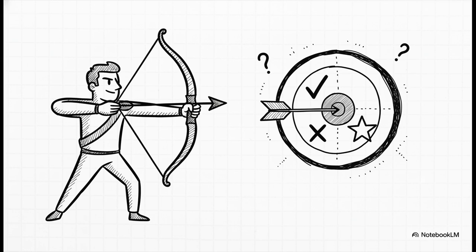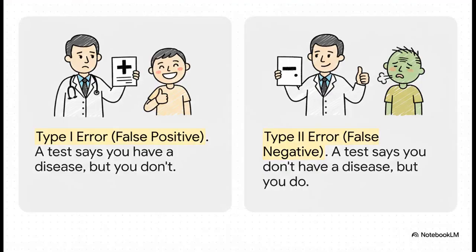Now, this is so important. Whenever you use a small sample to guess about a big population, you're never going to be 100% certain. It's just not possible. You're working with probabilities, which means there's always a chance, even if it's tiny, that your conclusion is wrong. And statisticians have names for these potential mistakes: Type 1 and Type 2 errors.